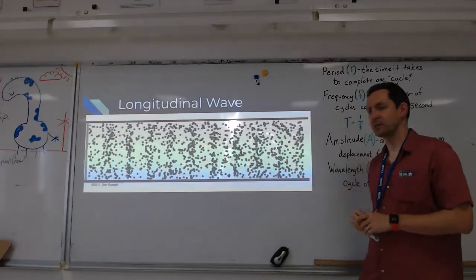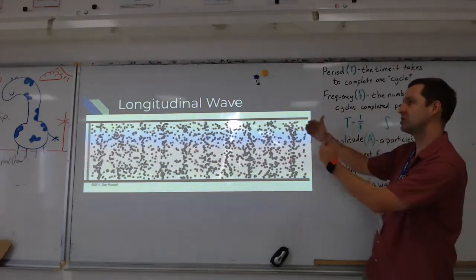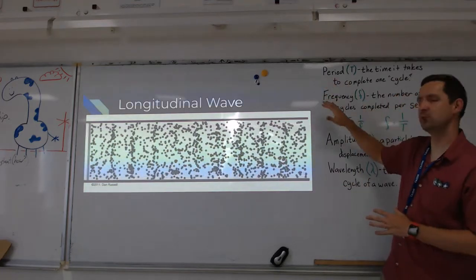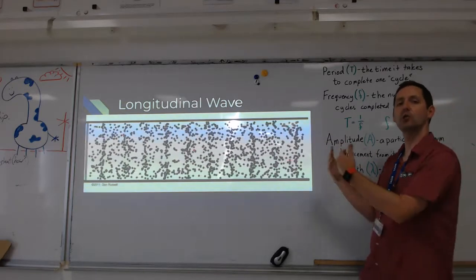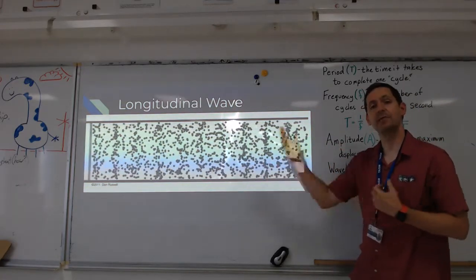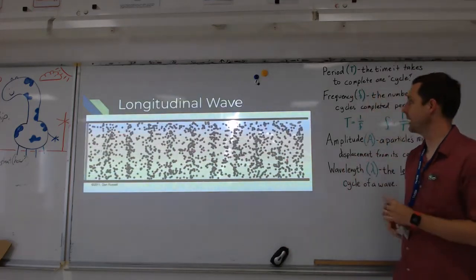So in the next couple of minutes, we're going to talk about how each of these things applies to different types of waves, right? We talked about period, we talked about frequency, we talked about amplitude, and we talked about wavelength. How do we get those, and what does it mean for a longitudinal wave and then for a transverse wave? All right?